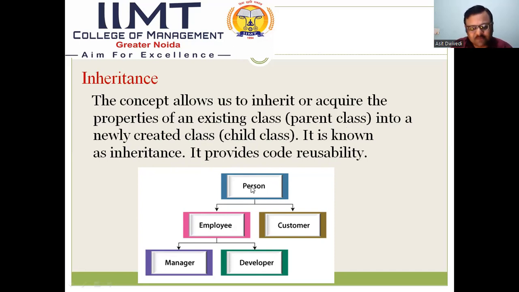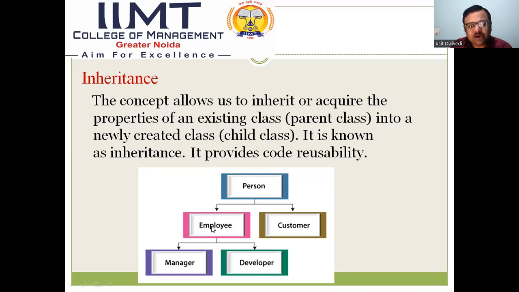This is the diagram for inheritance. First one, there is person. A person can be an employee or a customer. Okay, so an employee is also a person, a customer is also a person. So employee is inheriting properties from person, and customer can also inherit properties from person.